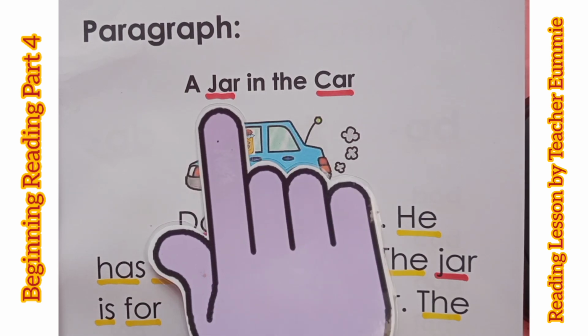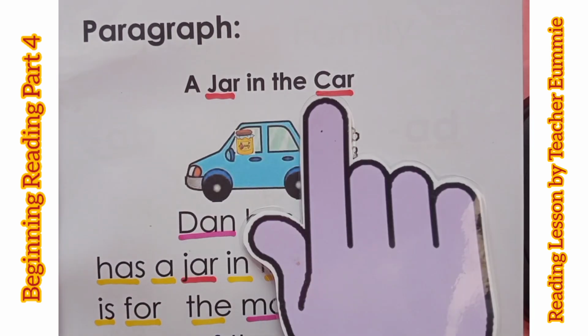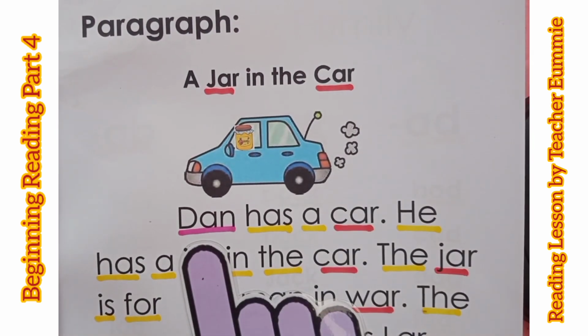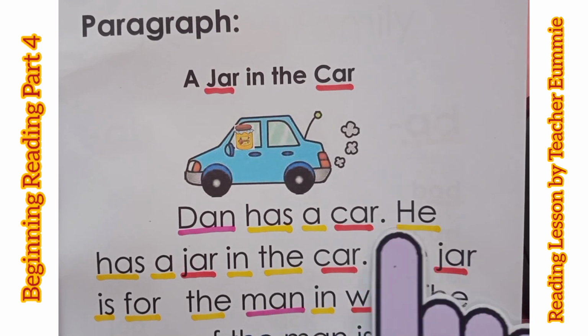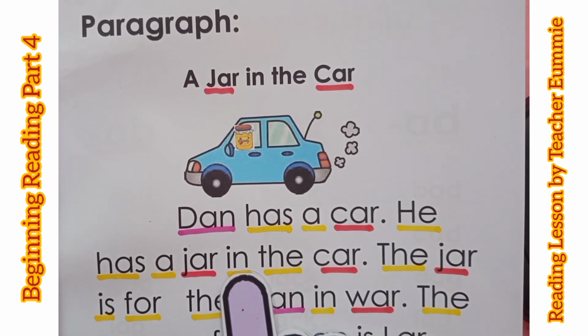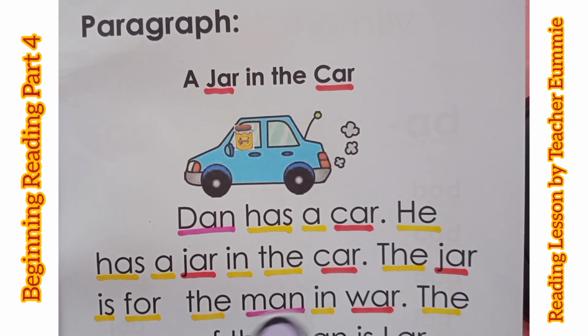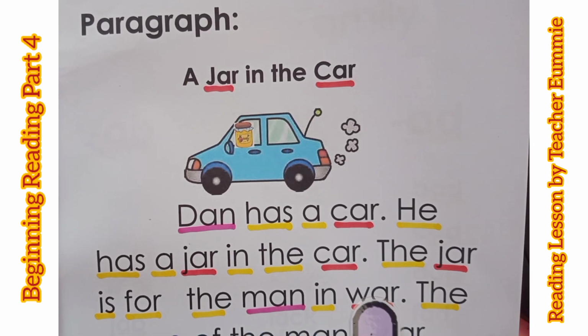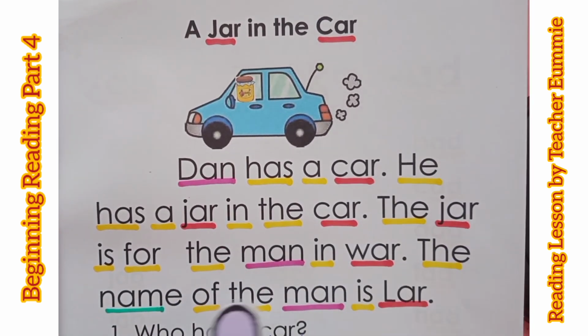A jar in the car. Dan has a car. He has a jar in the car. The jar is for the man in war. The name of the man is Lar.